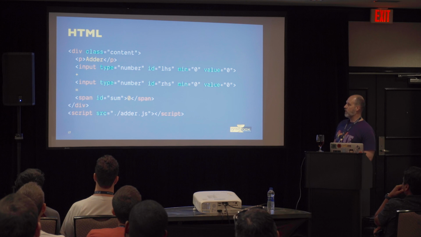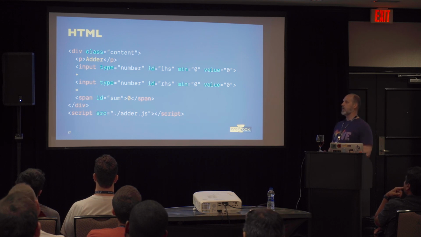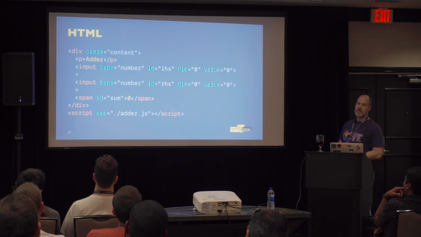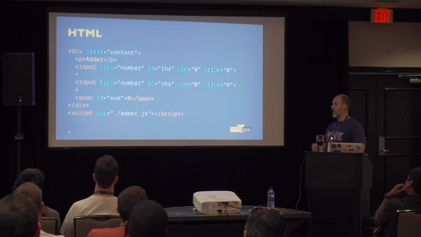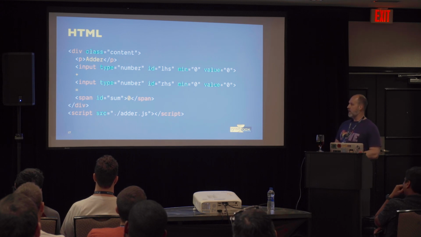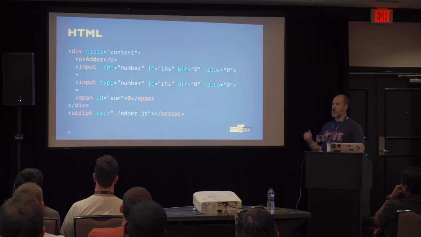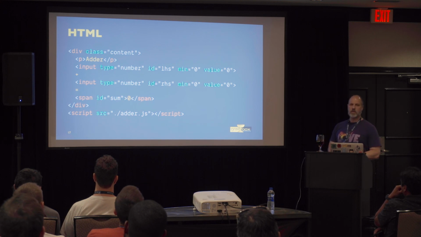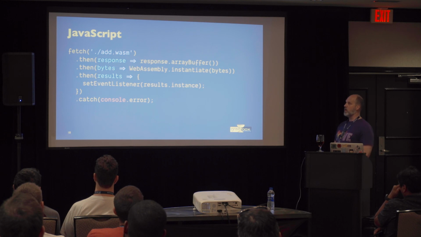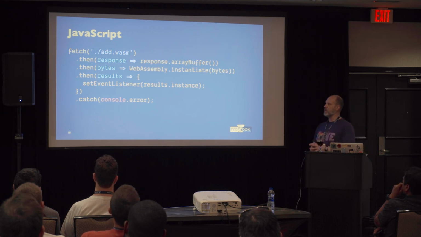We're going to have some simple HTML that has 2 inputs that are number types, and it has a span for the sum, and it's going to call our JavaScript file that we'll see in a second, whose responsibility it is to load our WebAssembly module and set an event listener. So let's look at this a little deeper.